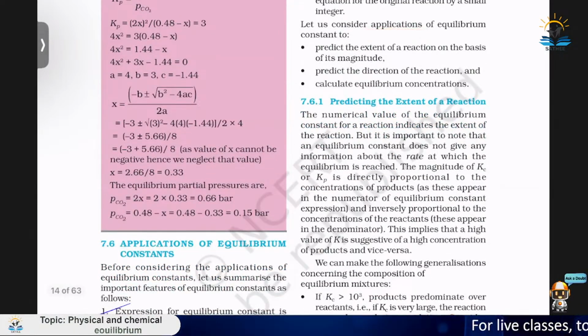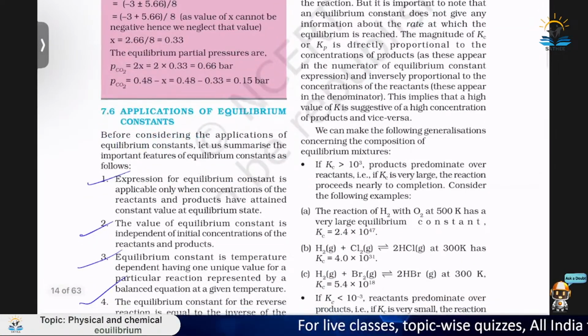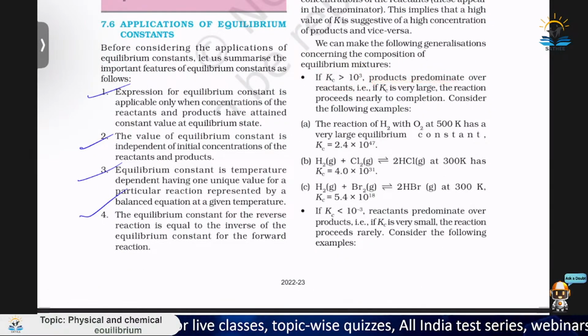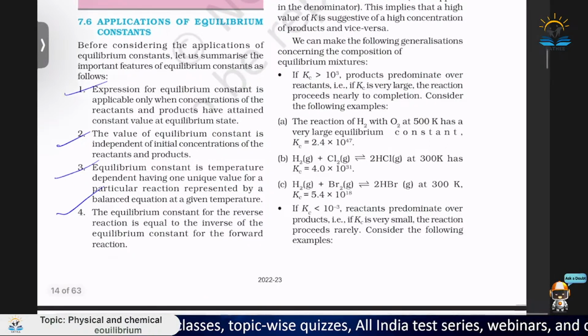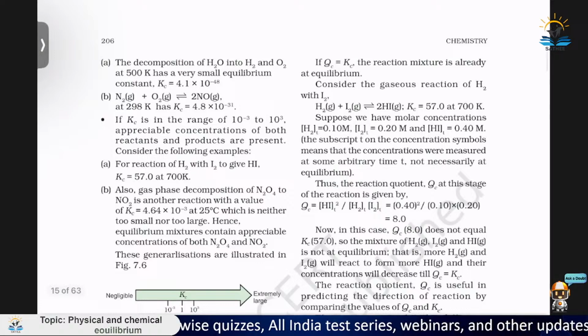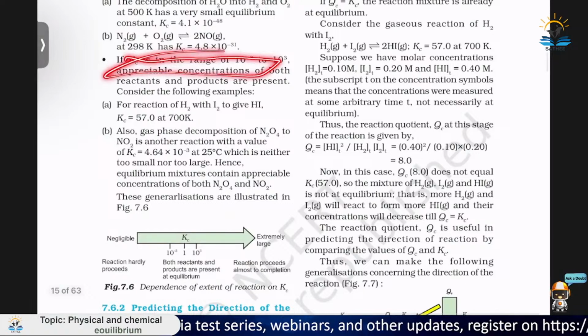Applications are predicting the extent of reaction, predicting the direction of reaction, and calculating the equilibrium concentration. These are the applications of the equilibrium constant. Now, predicting the extent of reaction, as I told you, if the equilibrium constant is more than 10 to the power 3, products predominate. If it is less than 10 to the power 3, then reactants predominate. And if it is between them, then both reactants and products are equally present. Okay, right.